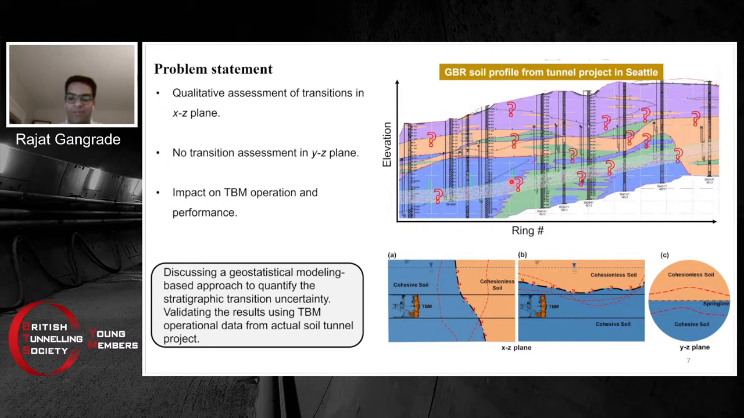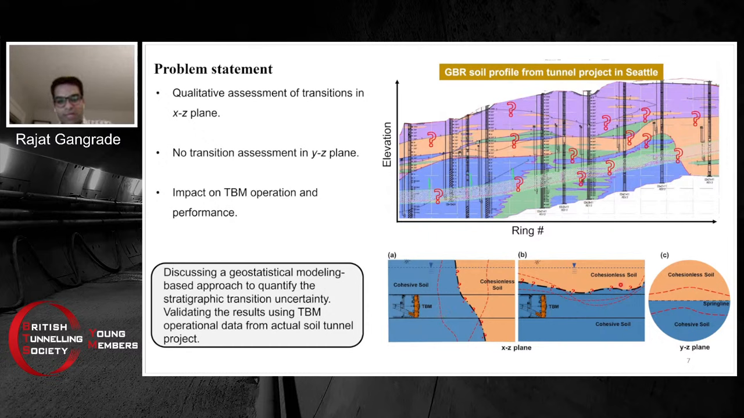And that is one of the important aspects I'm going to talk about: modeling your ground conditions in three dimensions versus just two dimensions, as is done in current practice. So we'll be discussing a geostatistical modeling-based approach to quantify the stratigraphic transition uncertainty. I name it a stratigraphic transition because we are transitioning between two units. And then we'll see how actual TBM data shows where the transitions really occurred. That's the validation aspect of it. And we'll also see how an artificially intelligent ground model predicted soil transitions and compare those results.